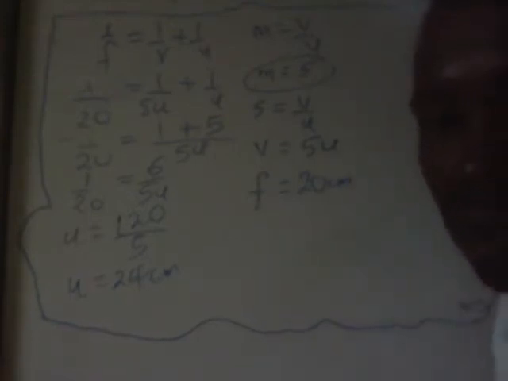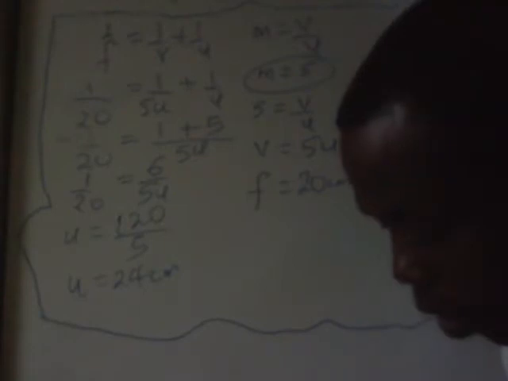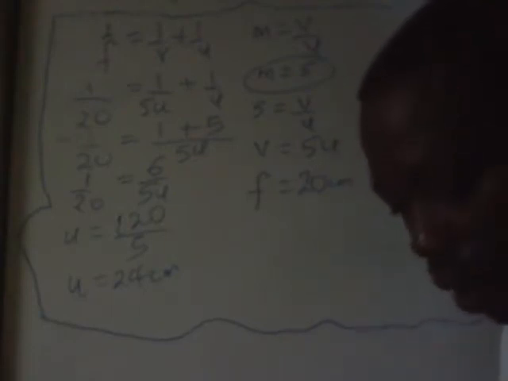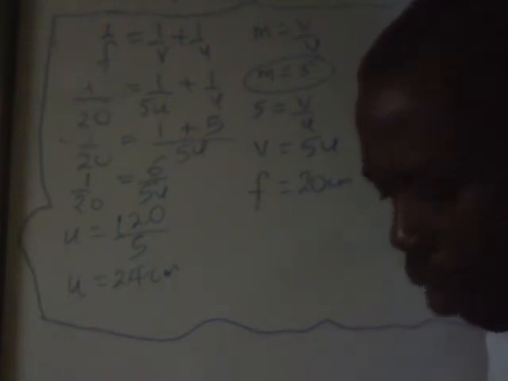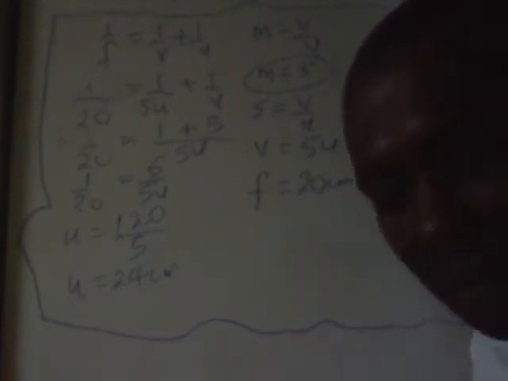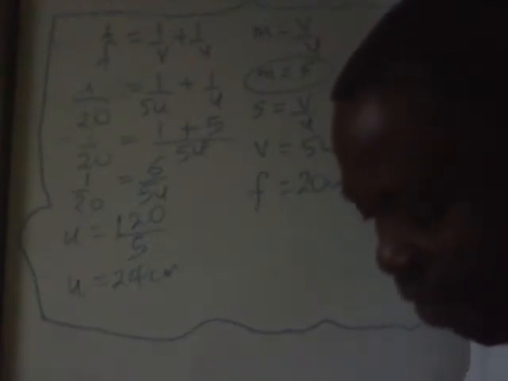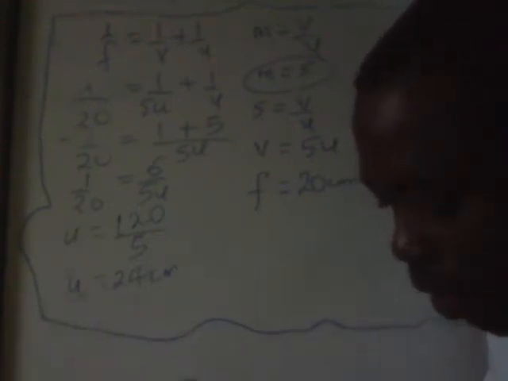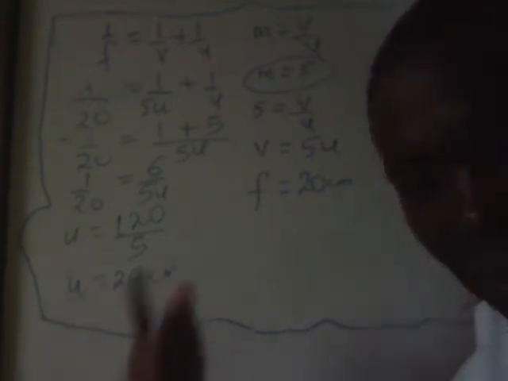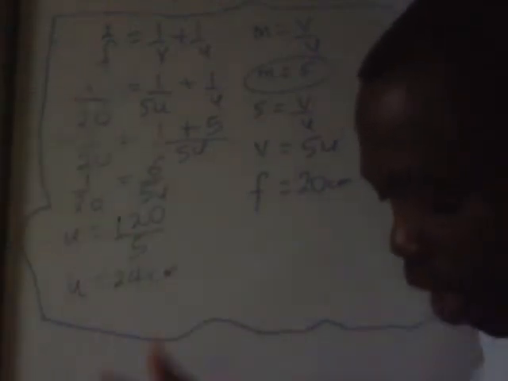Though 24 is in the option, that's not the final answer. 24 is an option, but that's not the correct answer. You have to continue from here. It said the image formed by a converging lens is upright and magnified 5 times. Calculate its distance. That means they are still referring to the image that they started with. If the focal length of the lens is 20 centimeters, calculate its distance.